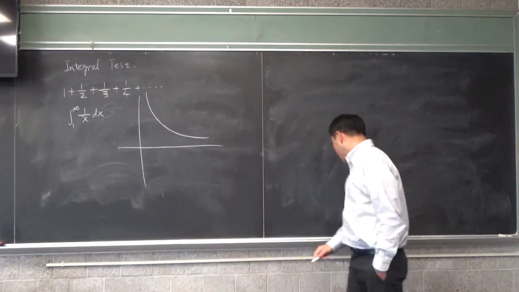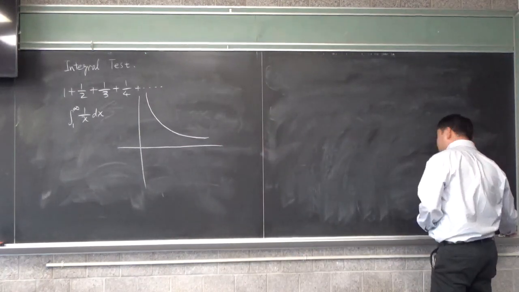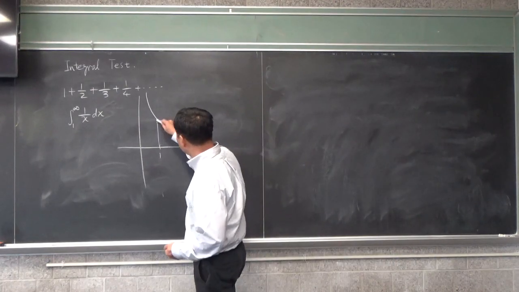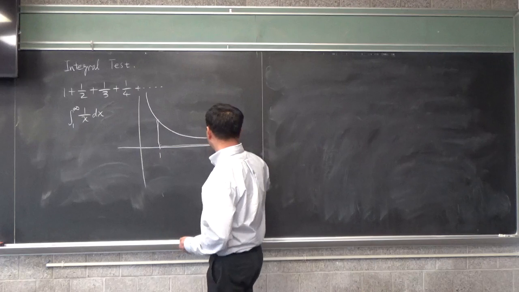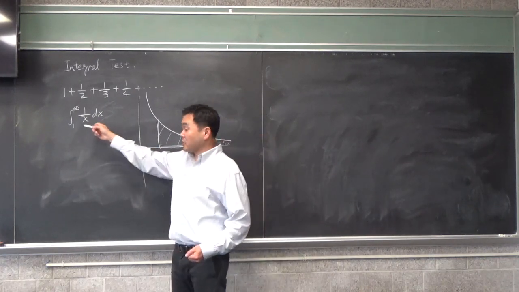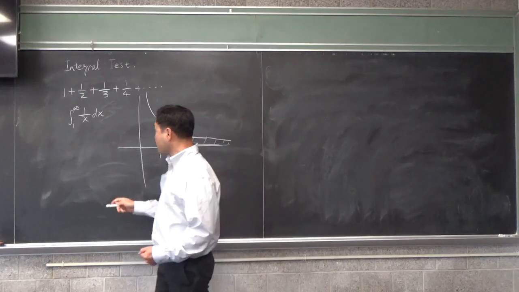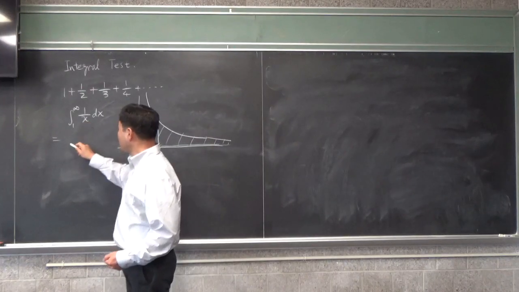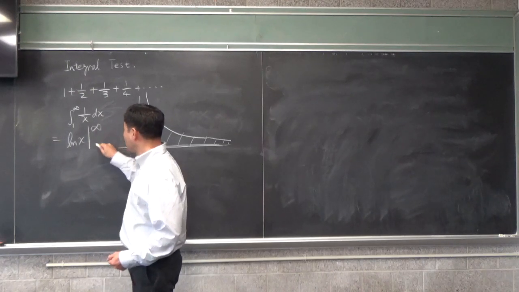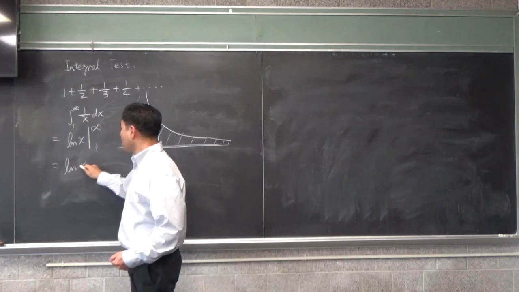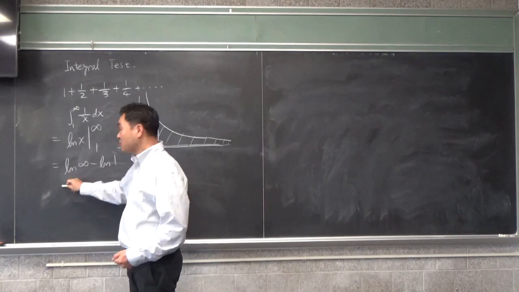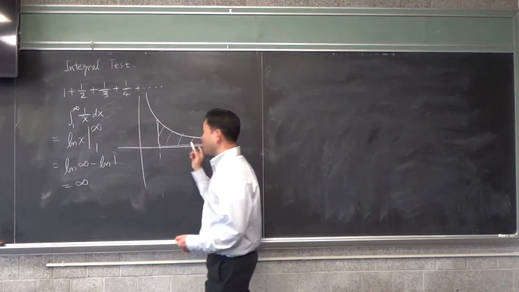1 over x is this graph. And here's 1, until infinity. So this is the area that's being calculated by this, right? And this integral is ln of x. You plug in infinity and 1, which is ln of infinity minus ln of 1, and ln of 1 is 0, ln of infinity is infinity, so we do know that this area is infinity.